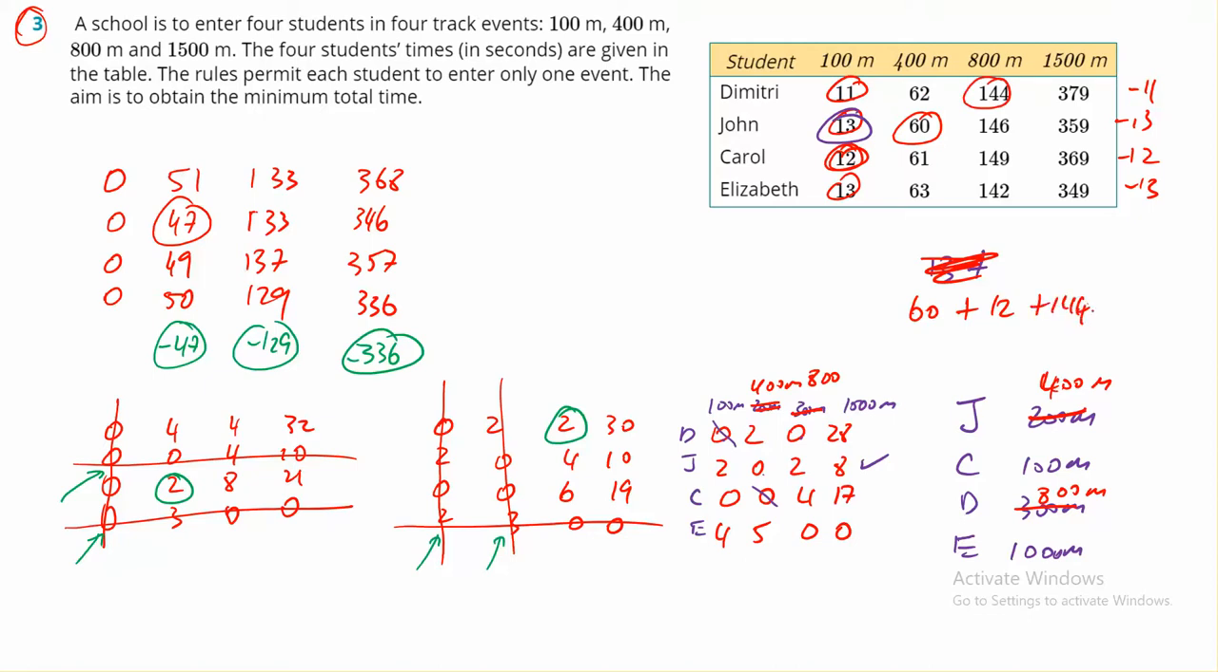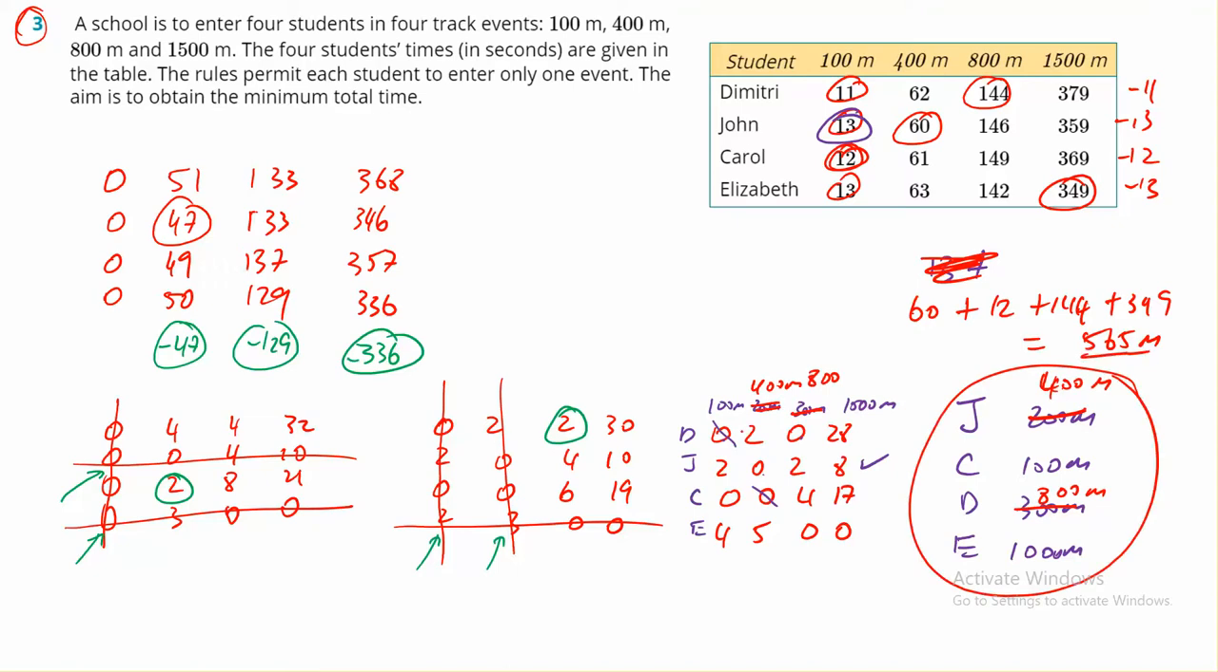And finally, Liz does 1,000 meters. Okay, so Liz does 1,000 meters, 349. So when I add this all together using a calculator, 12 plus 60 plus 144 plus 349, the minimum time taken is 565 minutes. Okay, so these are the allocations, and these are the minutes.